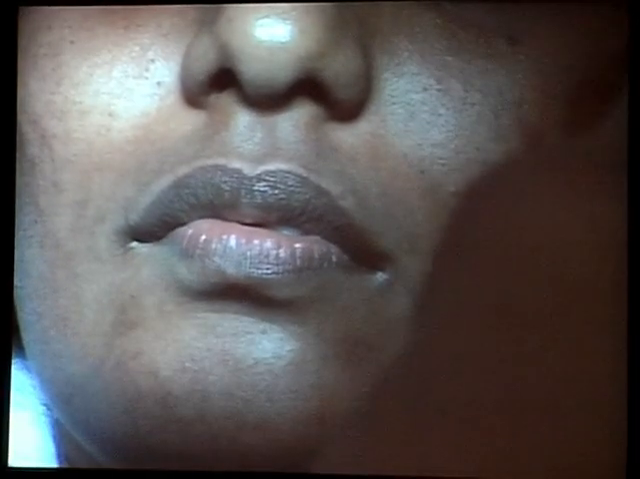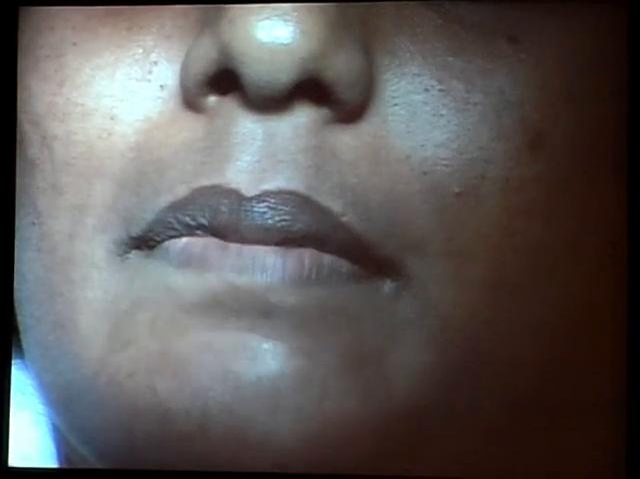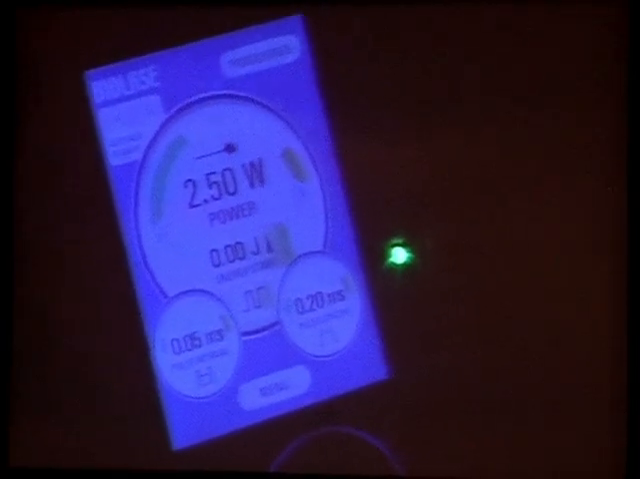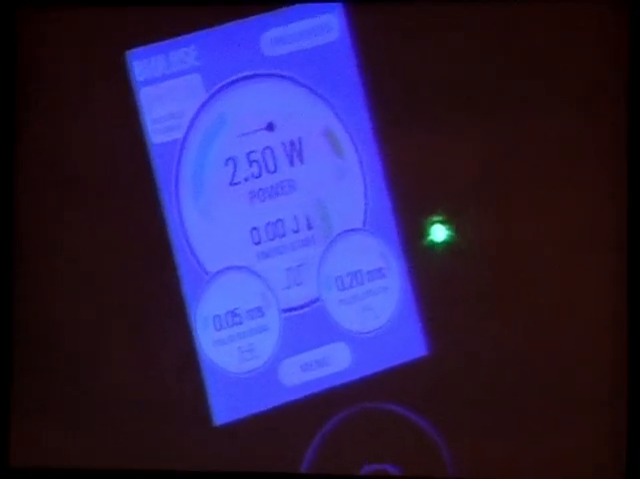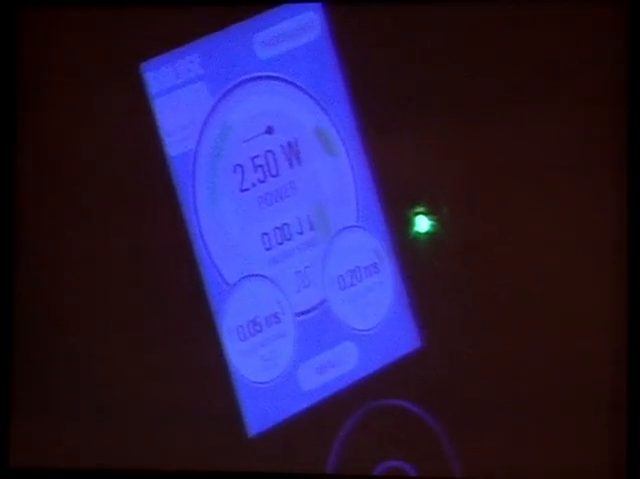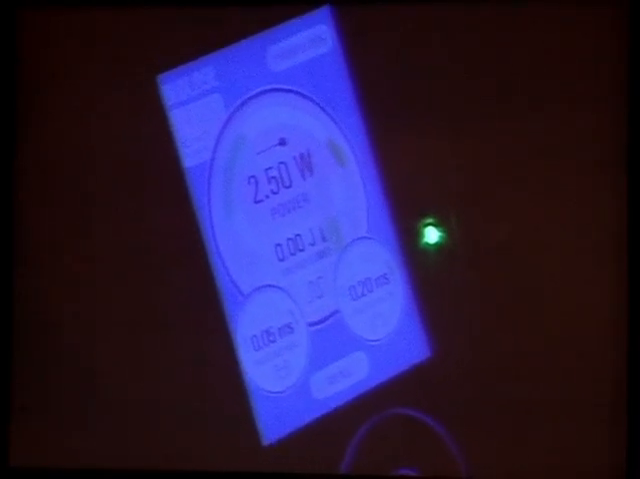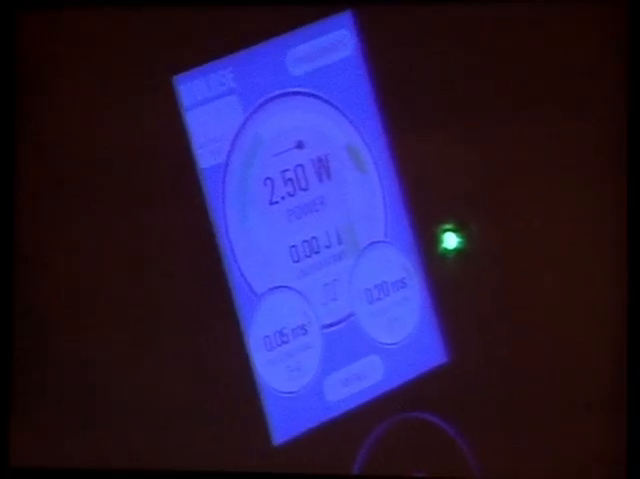So normally in Germany, I would use 3.5 watts for frenectomy, but because the skin of an Indian is much more pigmented, we would start with 2.5 watts, and with a pulse interval of 0.05 microseconds and a pulse length of 0.2 microseconds. So it made in total an average power of 2 watts. Yeah, that's right. I wanted to know the average power.